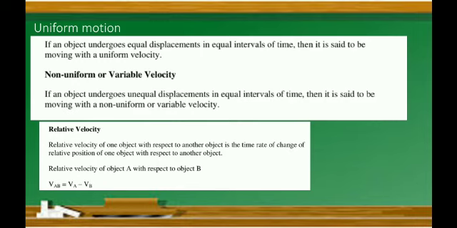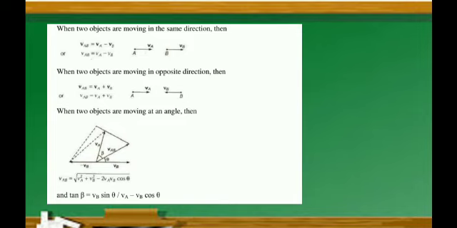Relative velocity: the relative velocity of one object with respect to another object is the time rate of change of relative position of an object with respect to another object. Relative velocity of object A with respect to B, VAB is equal to VA minus VB. When two objects are moving in the same direction, VAB is equal to VA minus VB.